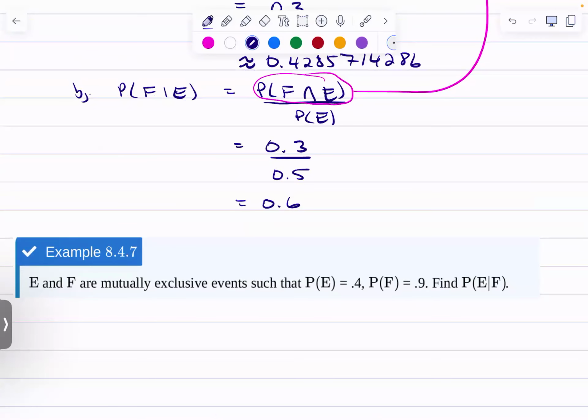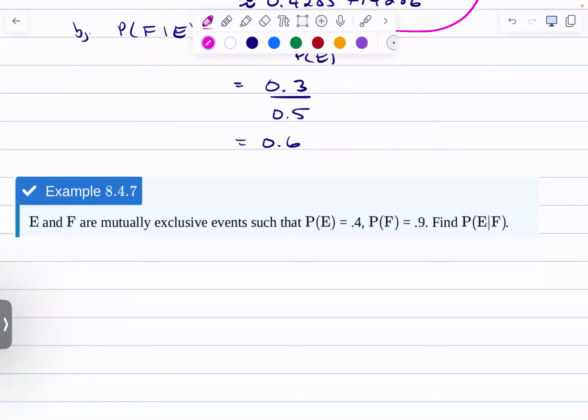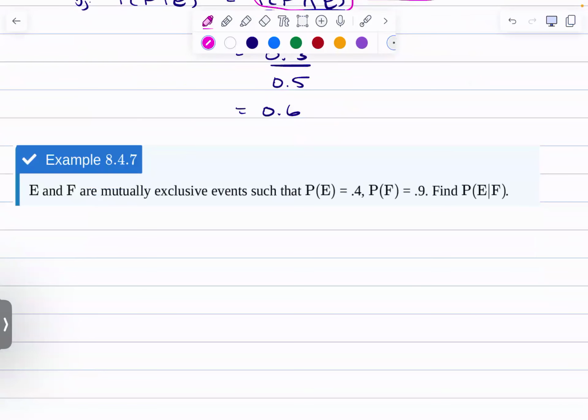E and F are mutually exclusive events. Uh-oh, drawing from last week. Mutually exclusive means what? So then the probability of E and F must be 0. The outcome is the empty set. The probability is 0. I know, it gets tricky. But you got it.